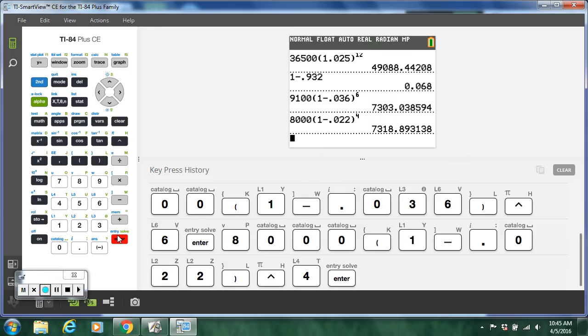Okay, so the first part says whose car was worth more. So whose was worth more? Hers was worth more, right? And it says was worth more by, and then it says by how much. So what are we going to do to those two numbers? Subtract them.